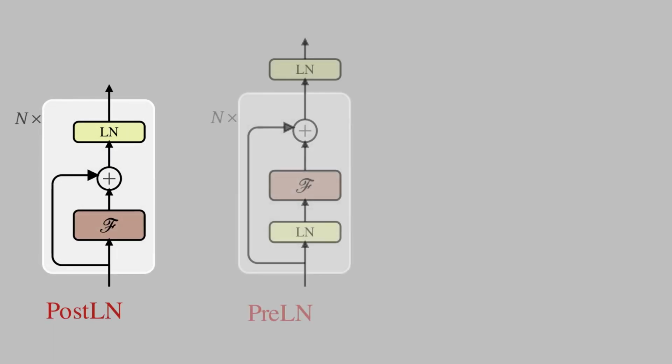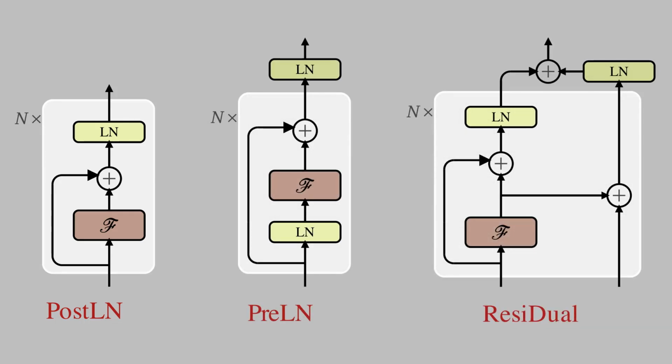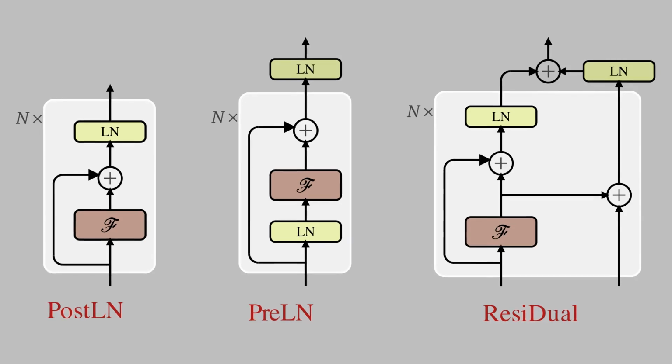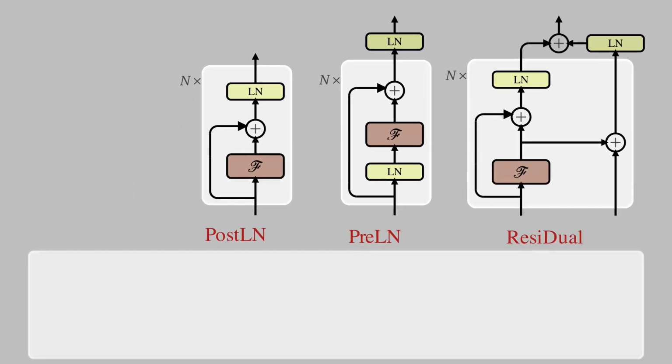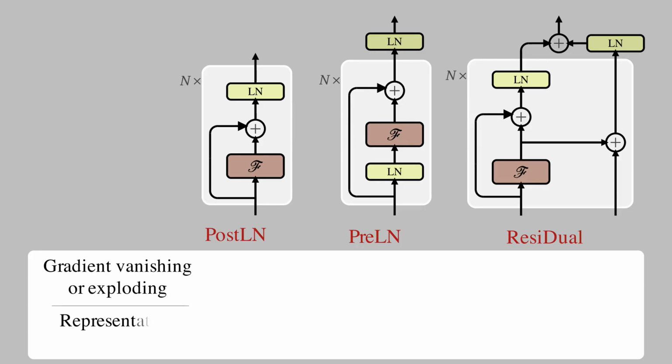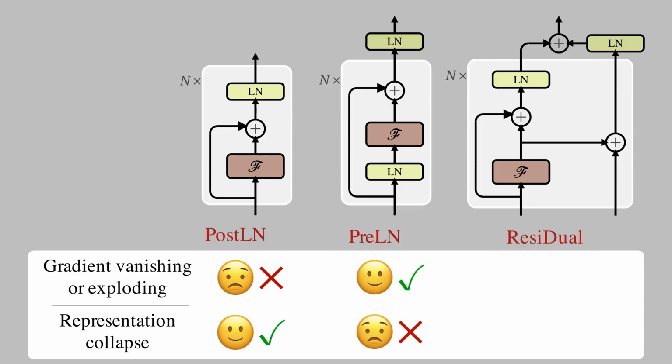Finally, let's put all these three architectures together for comparison. From left to right, we see the PostLN, the PreLN, and the residual architectures. And we have two criteria for comparison. Exploding or vanishing gradient is the first criterion, and the representation collapse is the second criterion. As we saw in this video, the PostLN suffers from exploding or vanishing gradients, while the PreLN suffers from the representation collapse issue. However, the residual architecture claims to have resolved both issues and is basically considered the best of both worlds.